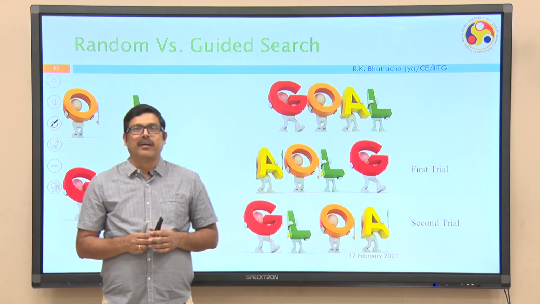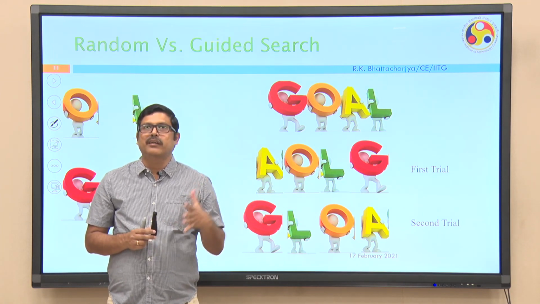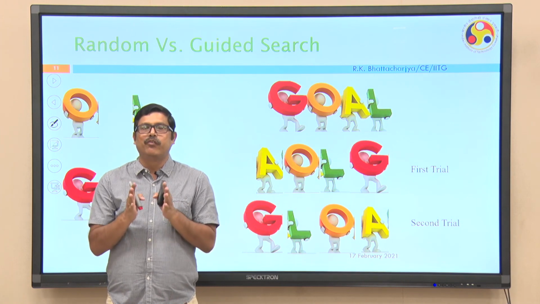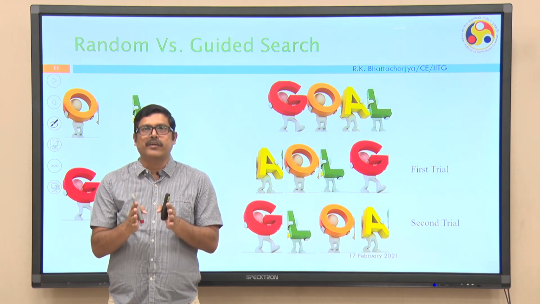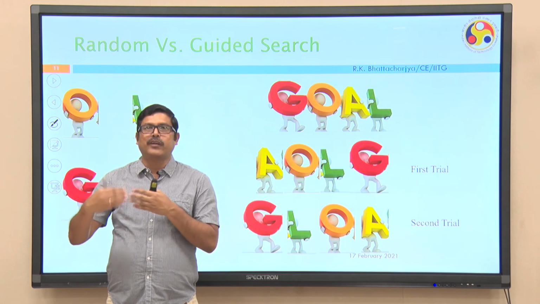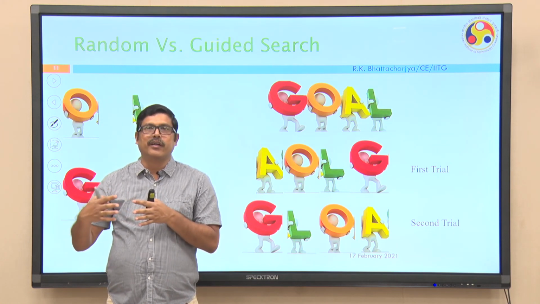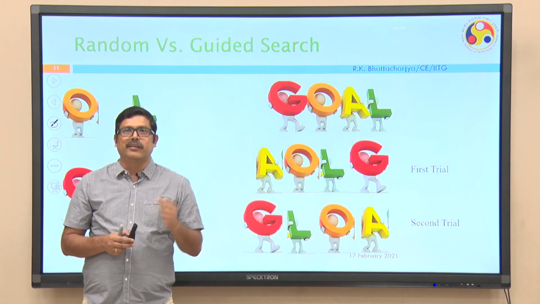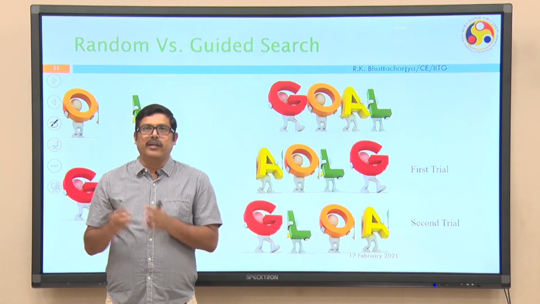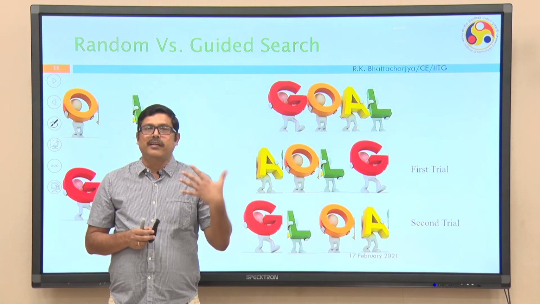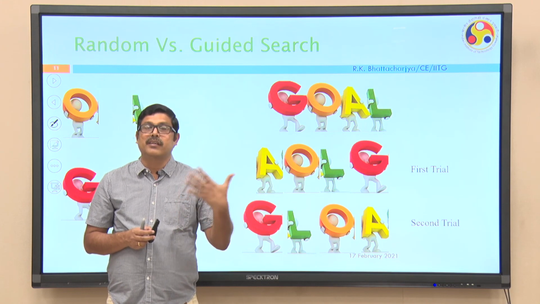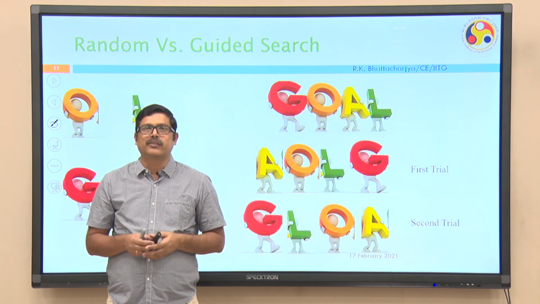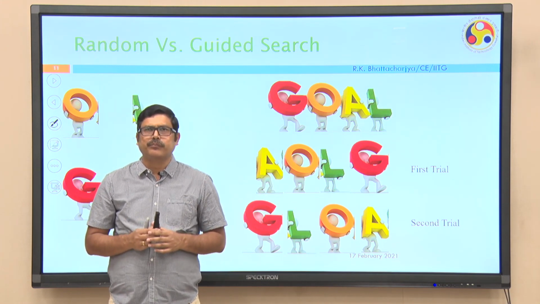Then what will happen? You will fix that first letter, and then you will try to rearrange the rest three. Then suppose next time I tell you the fourth one is correct. Then you will fix the fourth one, and then I say the third one is correct. Something like that.